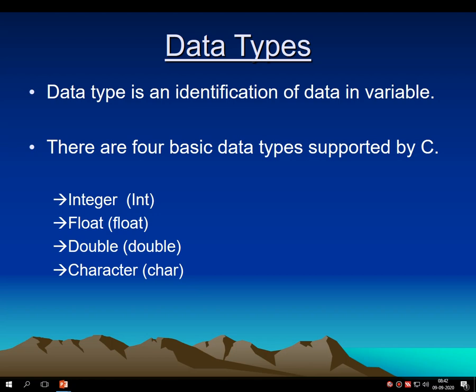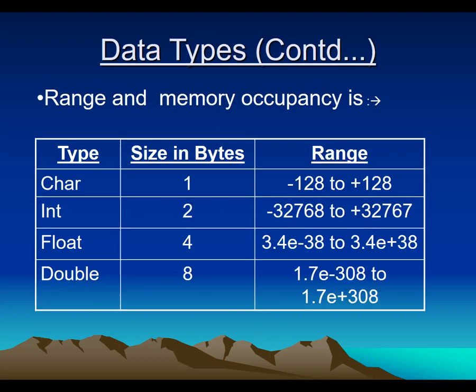We know that there are basically four types of data type. These are the basic four data types we generally use in almost all programs. These are integer, float, double and character, as you can see on the screen. Whenever we are using these data types, they have their byte size and range inside the system.